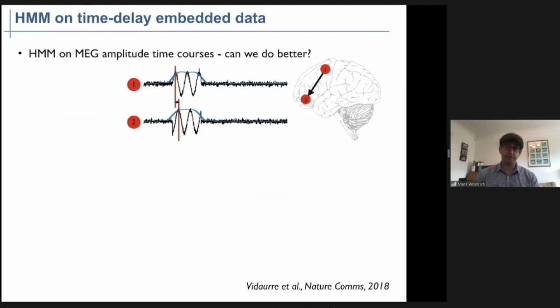Okay, so everything we've seen so far has been using the HMM on amplitude time courses. So this is the envelope of the oscillations that we talked about earlier, which we work with in order to deal with this communication delay between different brain regions. And that's worked really well, as we've seen. But the question is, can we do better than this? And the reason why we might think that we can do better is the fact that the amplitude time courses are inherently at slower timescales than the oscillatory activity. And so we're potentially missing out on faster dynamics than we get with the amplitude approach.